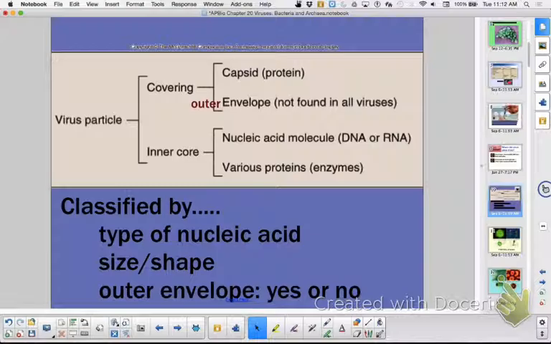They're classified by the type of nucleic acid they have, their size, their shape, and whether or not they have an outer envelope. So on your notes, size and shape, type of nucleic acid, and if there is an outer envelope. They have virally encoded protein spikes that allow them to gain entry to a cell.